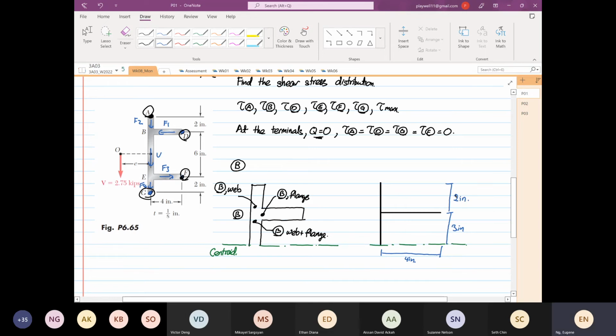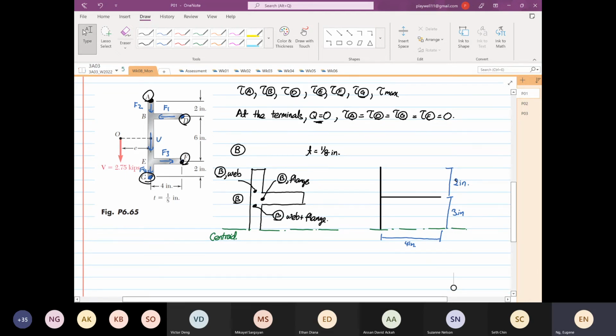So why did I draw that? Because we only take the center line in thin wall unsymmetry analysis. We only take the center line. So this thin wall, we know that the thickness is equal to 1/8 of an inch. So now we are going to find the Q.